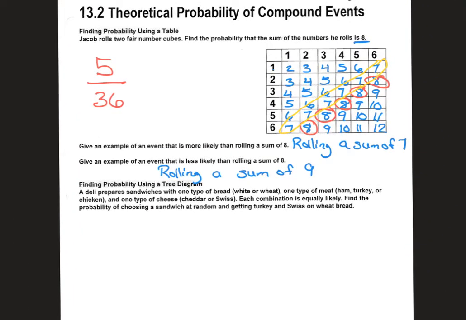Okay? The next one says to find probability using a tree diagram. And a tree diagram is another way to find sample space. Okay, so again, we have a deli that prepares sandwiches with one type of bread. So we could have white or wheat bread. Okay, so we're looking at bread type. One type of meat, and the meat choices are ham, turkey, or chicken. One type of cheese, and we have cheddar, Swiss, and then each combination is equally likely. Find the probability of choosing a sandwich at random and getting turkey and Swiss on wheat bread.